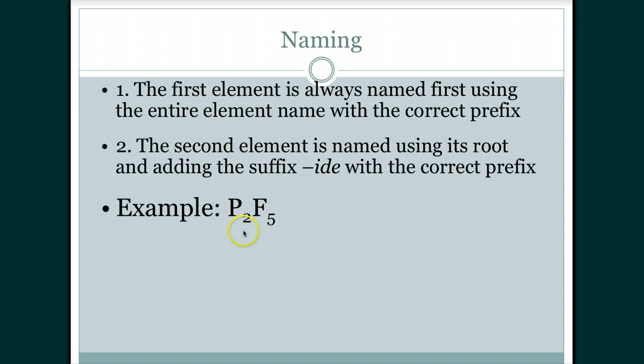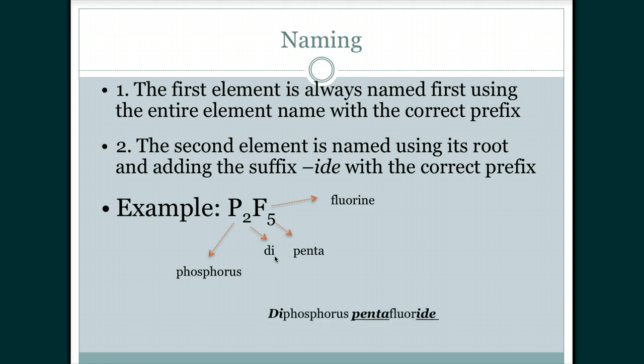So right here we have phosphorus, and we also have fluorine. So phosphorus we're going to keep the same way it is, but we are also going to incorporate the fact that there are two of those, 2 atoms of phosphorus. And then we also have 5 atoms of fluorine. So the prefix for 2 is di, and the prefix for 5 is penta. So we're going to end up with 2 words.